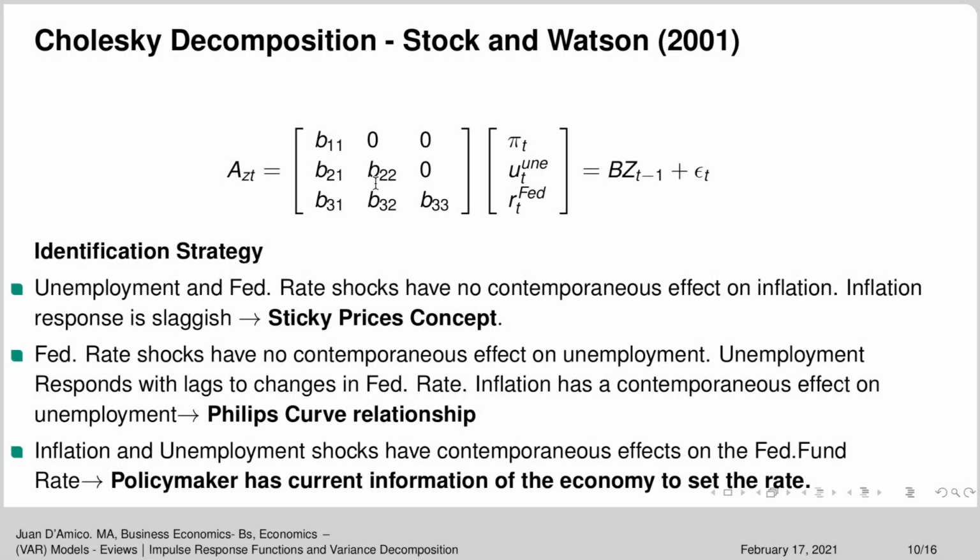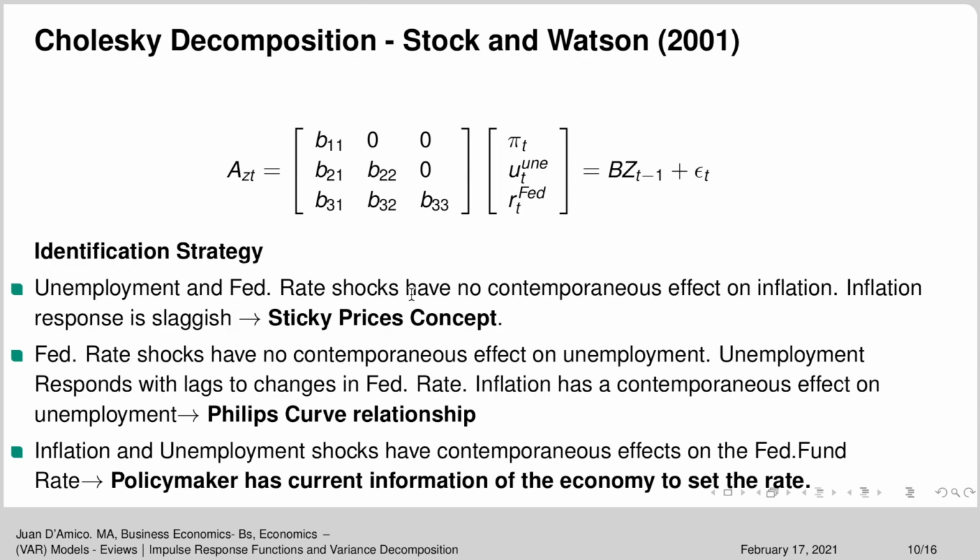So let's review now the Cholesky decomposition, which is the identification strategy that EViews uses by default, and it's also the identification strategy that Stock and Watson have used in their paper. So in here we have the matrix. The first row is for inflation, the second row is for unemployment, and the last row is for the Fed funds rate. So let's review the identification strategy.